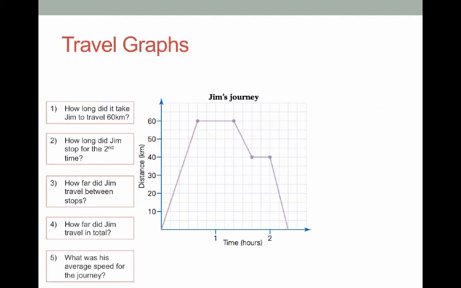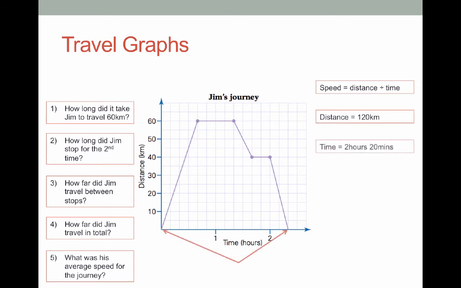Now we come to the harder question out of the lot. What was his average speed for the journey? You might be learning this for the first time, but if we want to work out speed of something, speed is the distance that somebody travels divided by how much time it takes for him to travel it. So we start off with a distance of 120 kilometers. We know that from question 4. We now have got to work out the time that it takes him to get there.